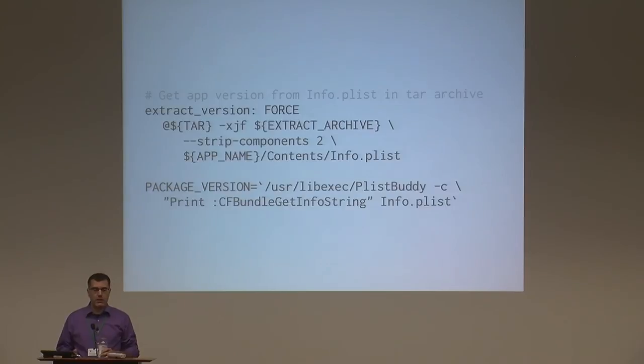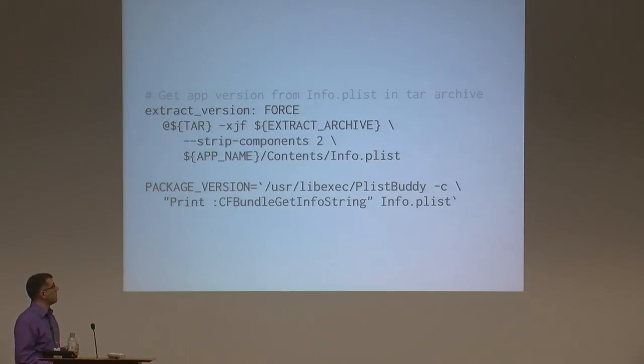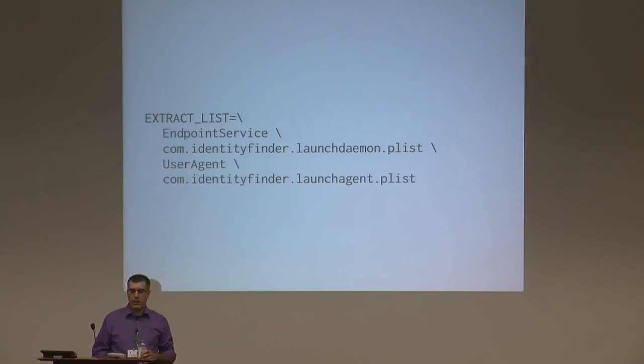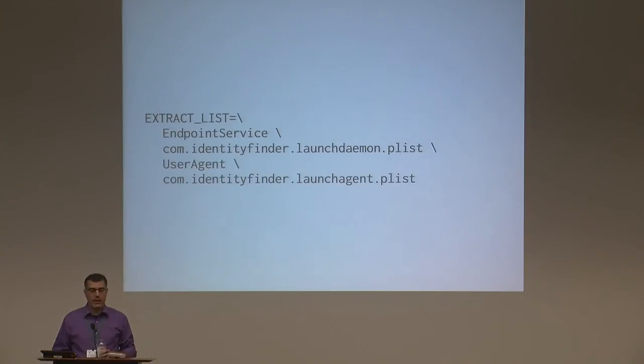So I wanted the version of the package to match the version of Identity Finder. I get that from the info plist and pull that out of the tar archive, and then read the version number with plist_buddy. So we did this before with the Python module, as you may recall. So really just getting the version number of the app. Then there are some additional files from Identity Finder's app bundle that are copied elsewhere with scripts in the vendor's package.